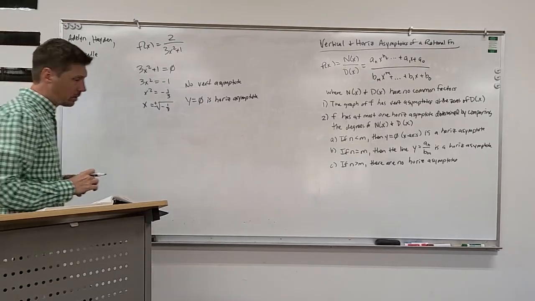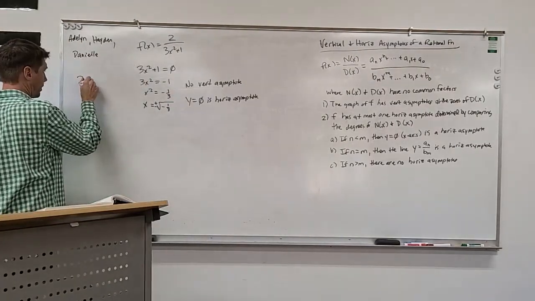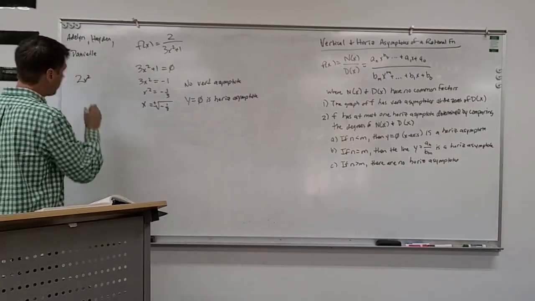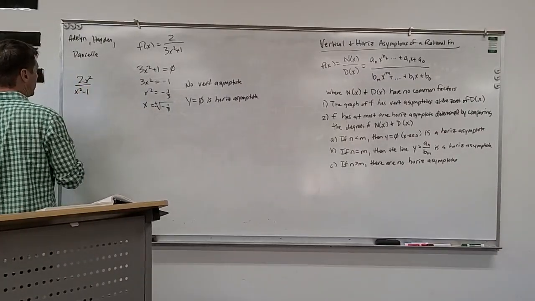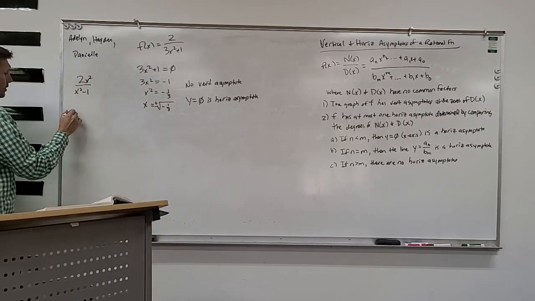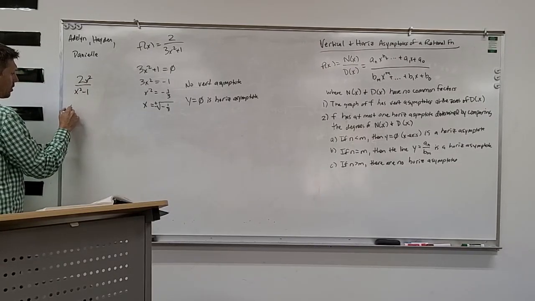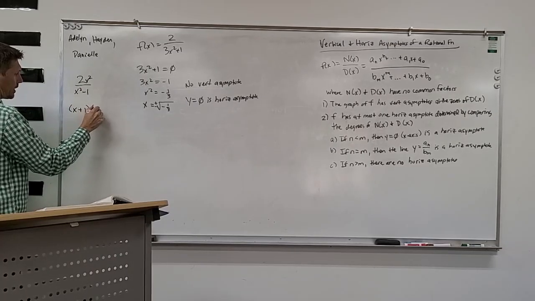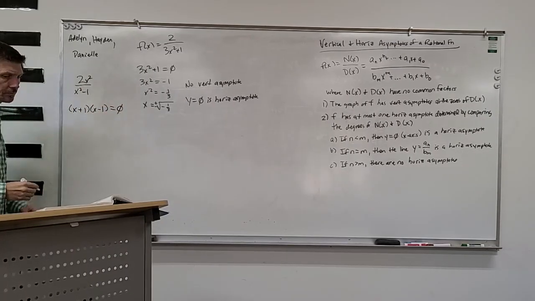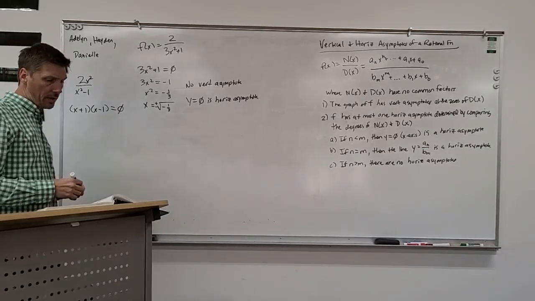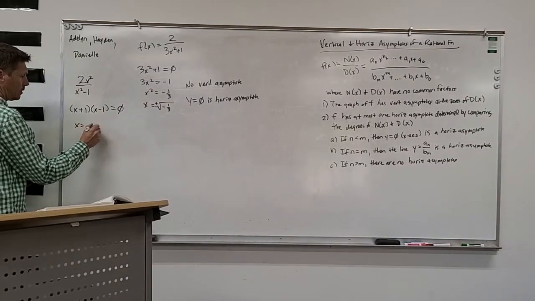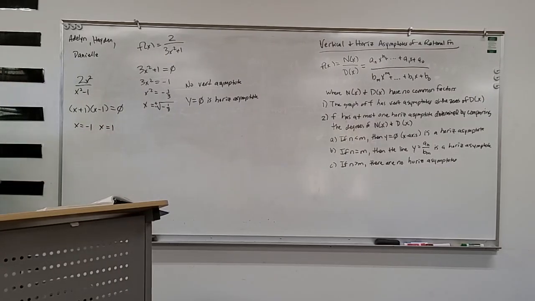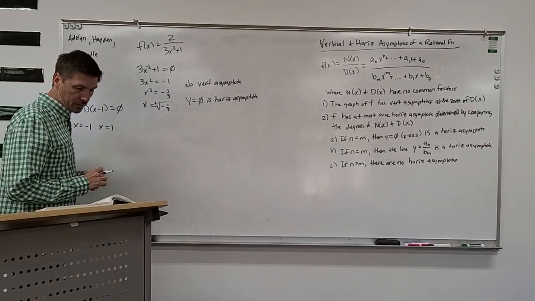The second example, which is 2x squared over x squared minus 1. When we look at the denominator on this one and set it equal to 0, we can factor x squared minus 1 to be x plus 1, x minus 1. And so that means that x equals -1 and x equals 1. If we plugged in either of these values into the denominator here, we would get division by 0, and so those are both vertical asymptotes.